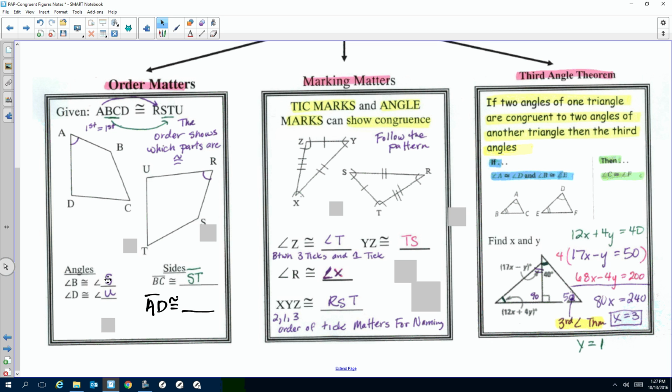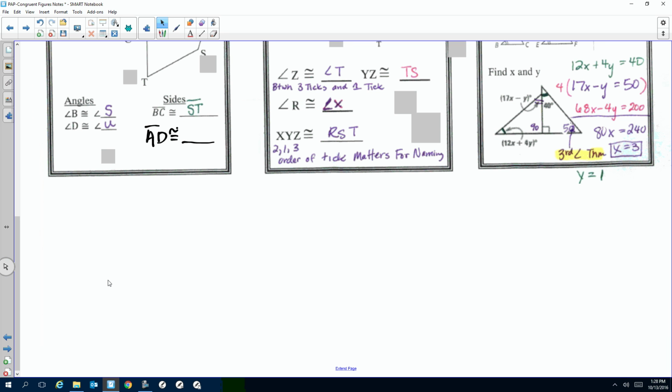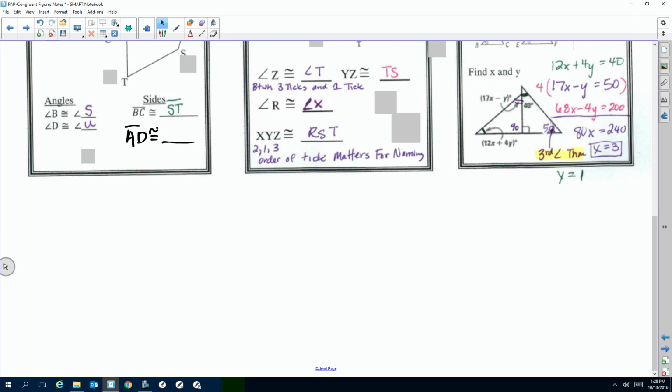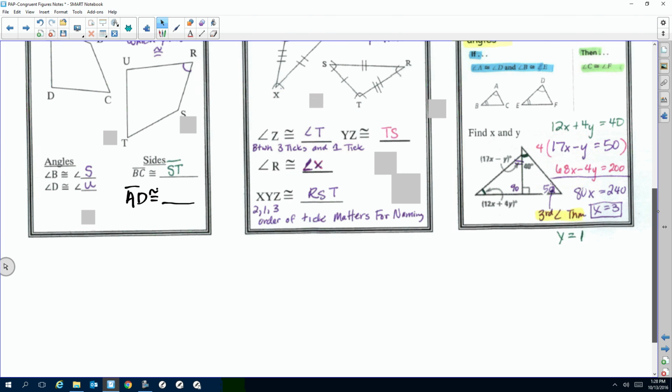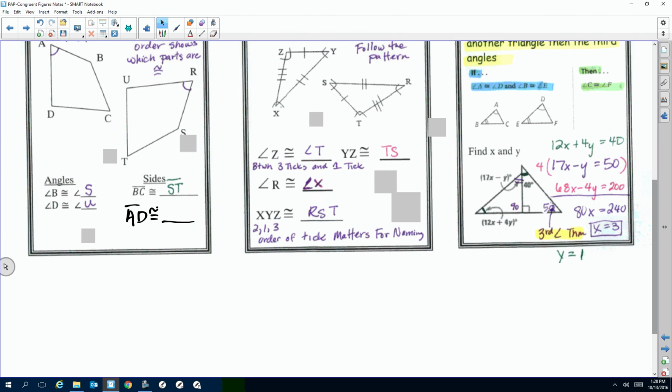All right, now, third angle theorem is that if I know 2 angles are congruent to another 2, then the remaining angle would also be congruent. Okay, so on this example here, move it over. You had a 90-degree angle. I added the 50 because that wasn't given to you. How did I end up getting this 50 here?